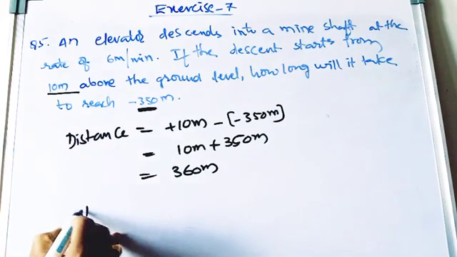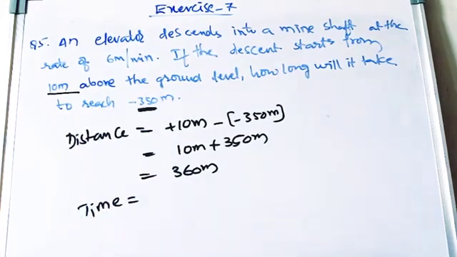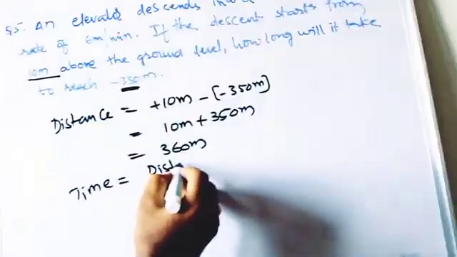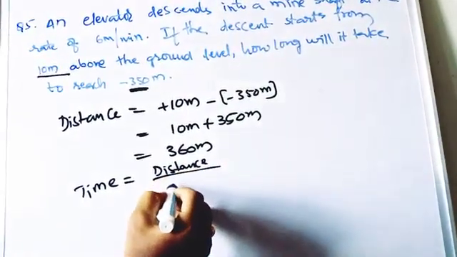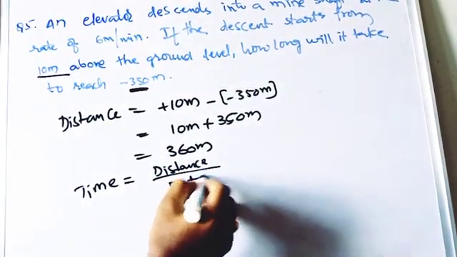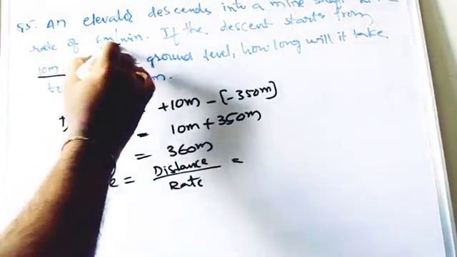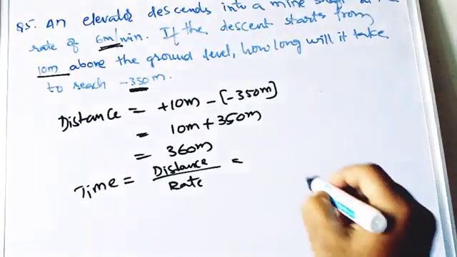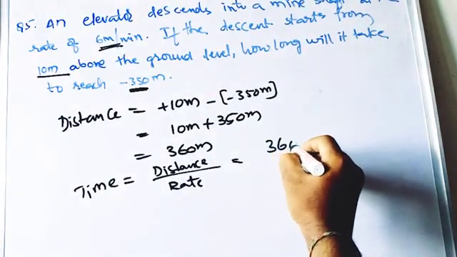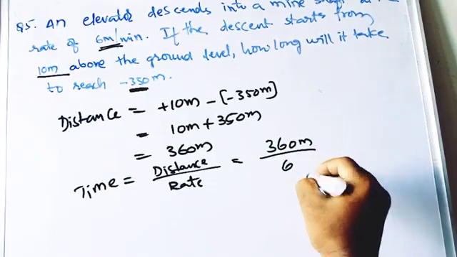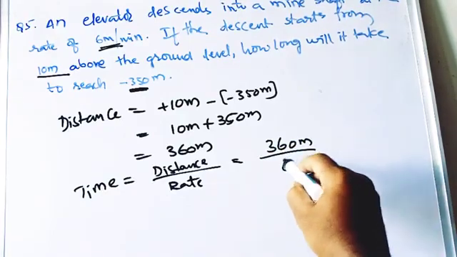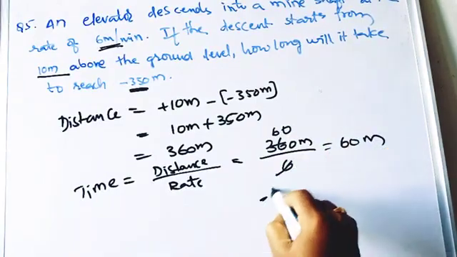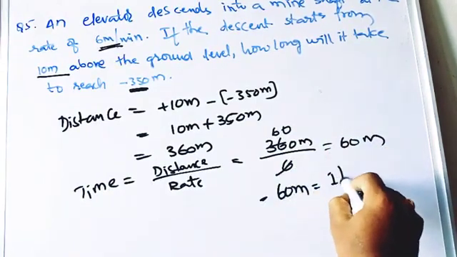Now we are going to calculate the time. Time is equal to distance by rate. The rate is given as 6 meters per minute. So we are calculating 360 meters by 6 meters per minute. 6 1s are 6, 6 6s are 36. So that is equal to 60 minutes. So 60 minutes is nothing but 1 hour.